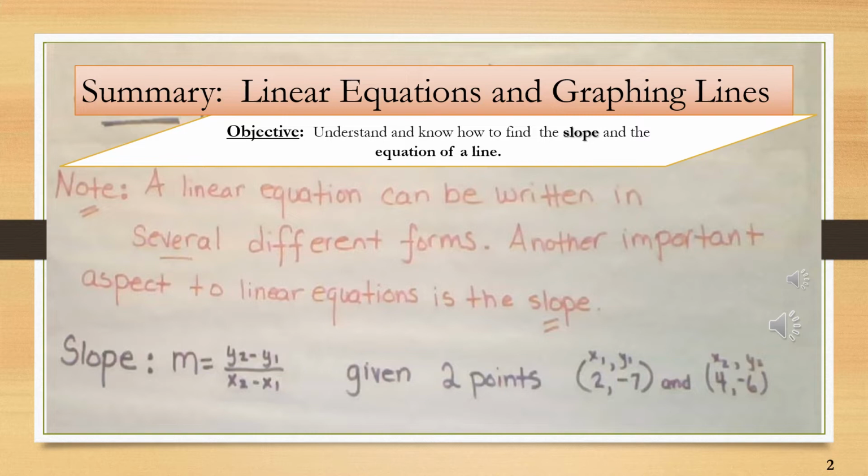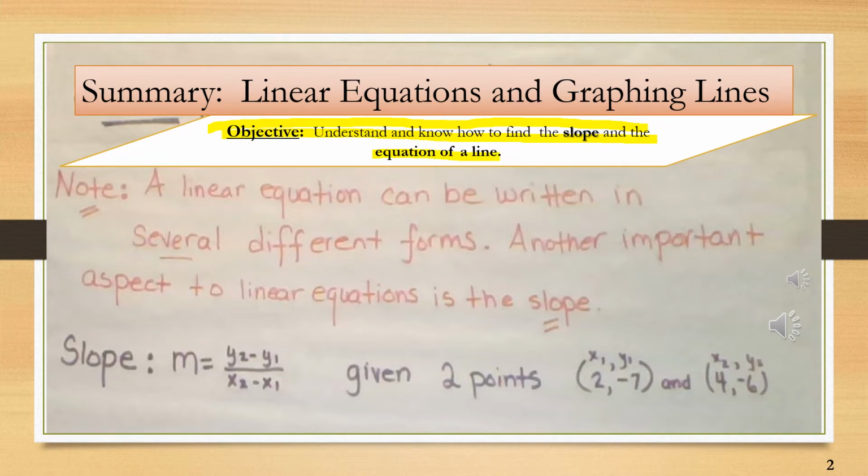So this is a continuation of the summary, linear equations and graphing lines. Usually when I teach this course, I think of this particular chapter as a puzzle, putting the pieces of the puzzle together, and the framework is all around the slope and the equation of a line. So you really want to understand the slope and the equation of a line and how they relate to each other. They're really, really important.